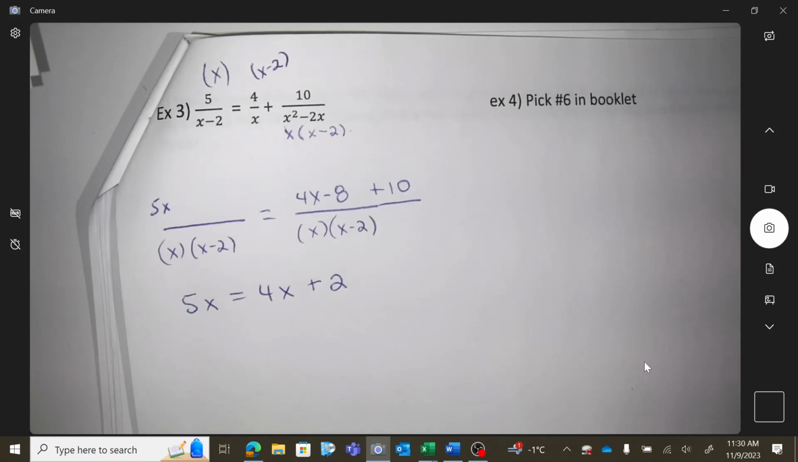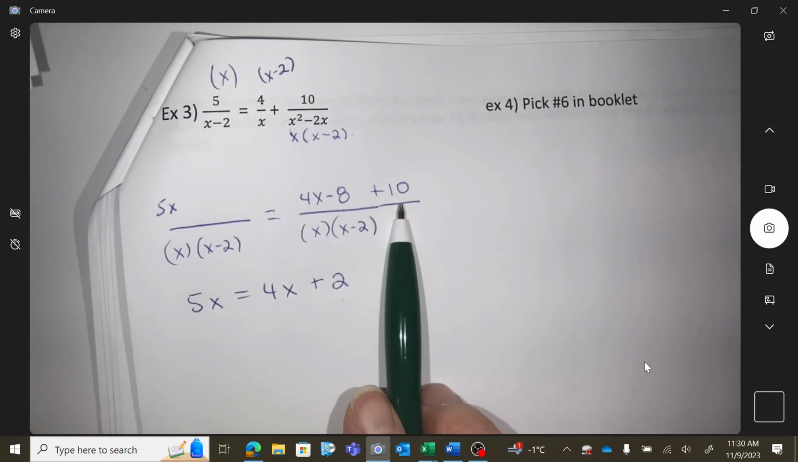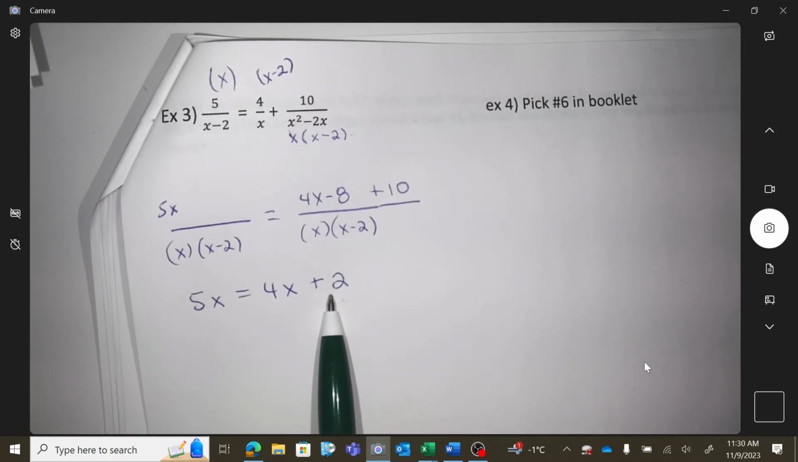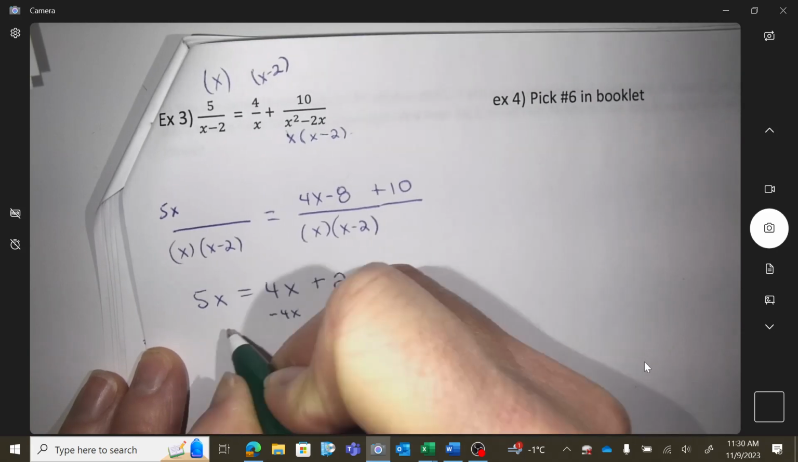Okay, now I'm dropping the bottom because I'm making that math conclusion. The bottoms are the same already. Boom, the tops just have to be the same. Are you okay? I put 2 here because I just put the -8 plus 10 together right in that spot. Okay, so now I'm going to algebra, isolation stuff.